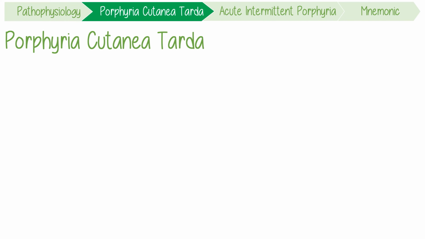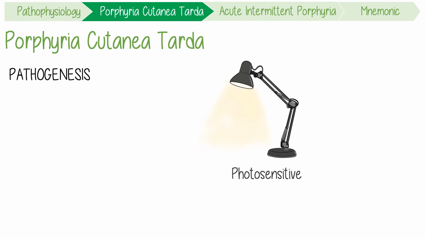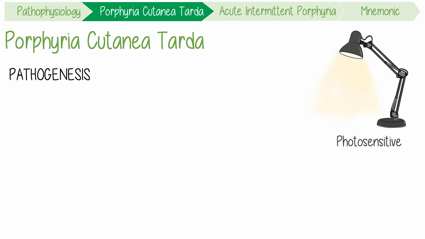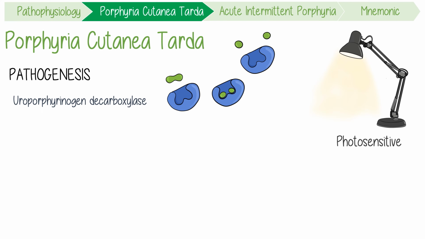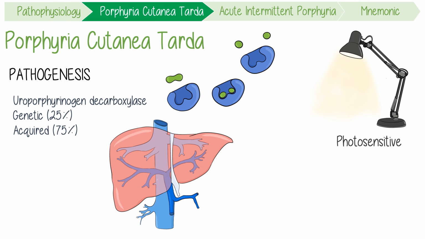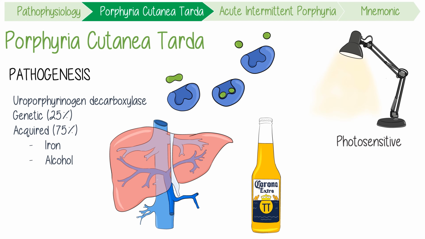Porphyria cutanea tarda, or PCT, is the most common type of porphyria. It is a photosensitive type, and as mentioned before, it's caused by a defective uroporphyrinogen decarboxylase enzyme. 25% of the time, this is due to a genetic familial cause. However, most PCT is acquired as the liver can't make the enzyme, secondary to damage from things like iron overload, excessive alcohol consumption, hepatitis C infection, or excessive estrogen-containing preparations.